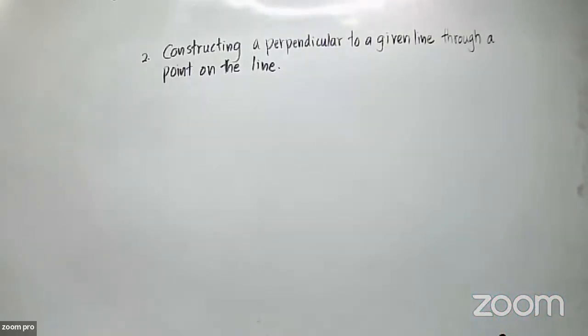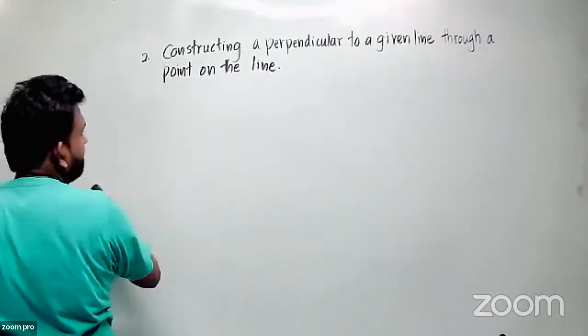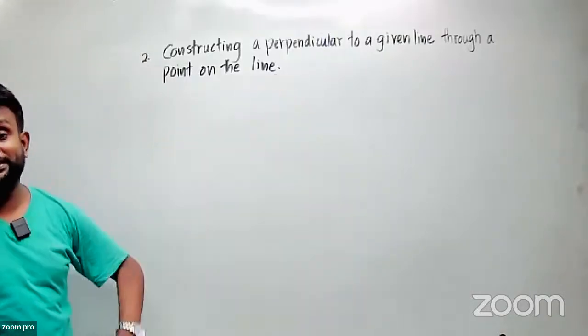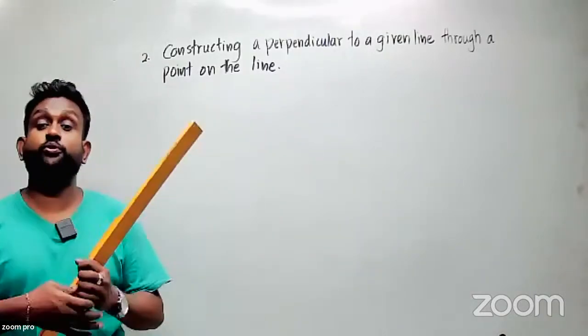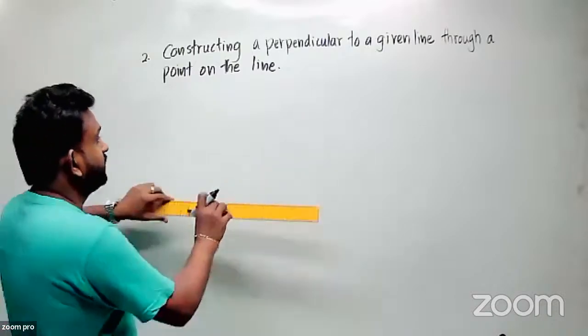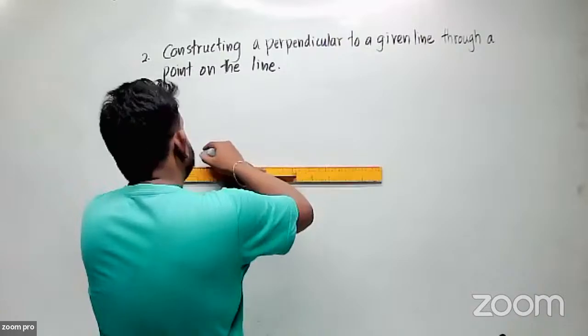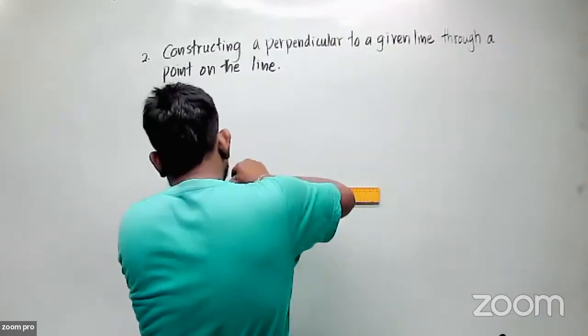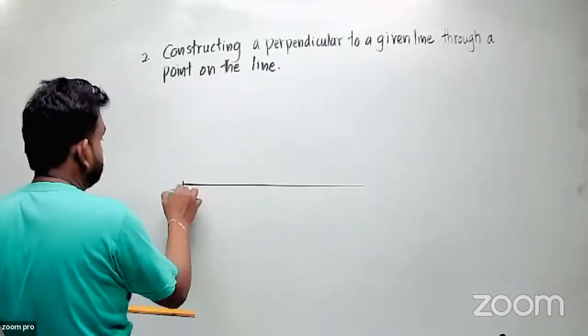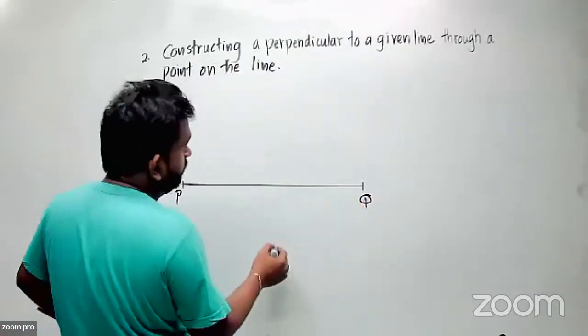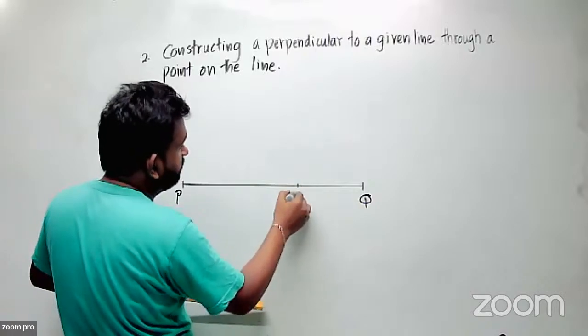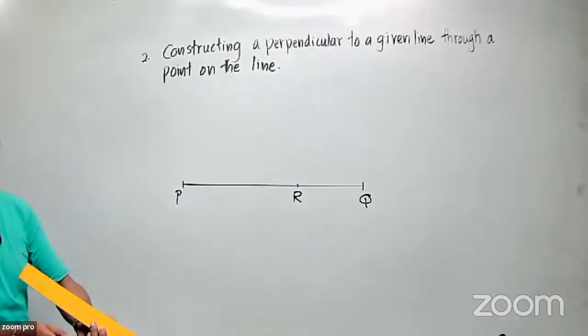Right. Now look, this is how we draw it. Previously the line was there and the point was external, but now the perpendicular is to be drawn from a point on the line. So here the given line, imagine that it is PQ, and here we have a point R. Okay, here I have a point R on the line PQ.